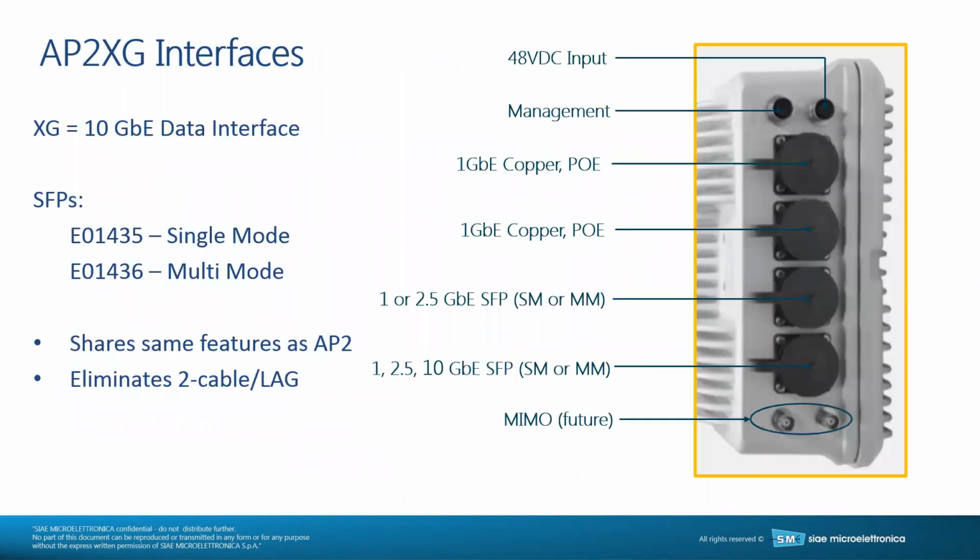Okay. On the interfaces, the ALFOplus2XG has a 10 gig port. It's a field pluggable SFP+. It can be either single mode or multi-mode. There's also another SFP cage there for a 1 or 2.5 gig SFP. And then there are two copper ports that do 100/1000 BASE-T, both with the ability to do PoE. You see there's some management and a 48 volt port connector on there. Down at the bottom, it's some BNC connectors for a future implementation of MIMO.